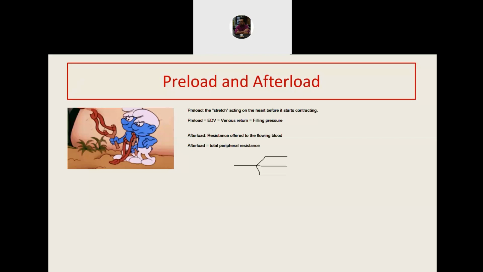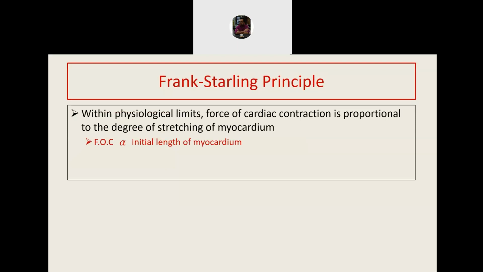So if we see graphically how preload and afterload will influence the cardiac output, then we can take the help of the Frank-Starling's principle. Frank-Starling's principle defines the relationship between preload and cardiac output. It says that greater the initial length of the myocardium, greater is the force of contraction. I'm repeating again: greater the length of the myocardium means greater is the stretch, greater is the force of contraction. When you apply this law to the whole heart or whole ventricle, it can be modified as the stroke volume is proportional to the end diastolic volume. But this whole thing is happening within physiological limits. Beyond that, the law doesn't operate.